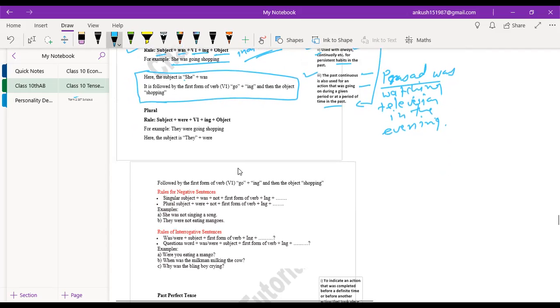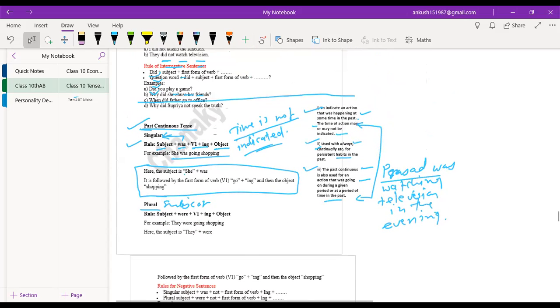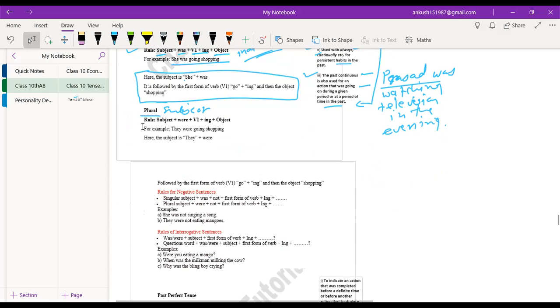And what happens when we use a plural subject? Here we have learned about the singular subject. Now we'll see what happens with the plural subject in the past continuous tense. The only difference is we use were instead of was, because was is used for singular number and were is used for plural number. For example, they were going shopping. The same example is given here. She was going shopping. She is a singular subject, and they in this example is a plural subject. Have you got it?